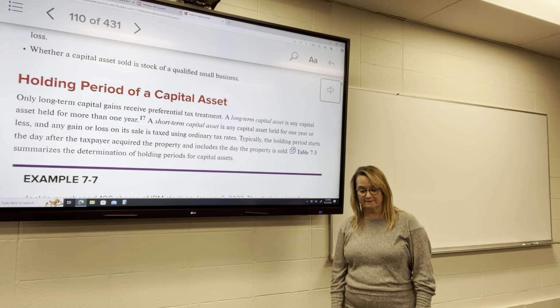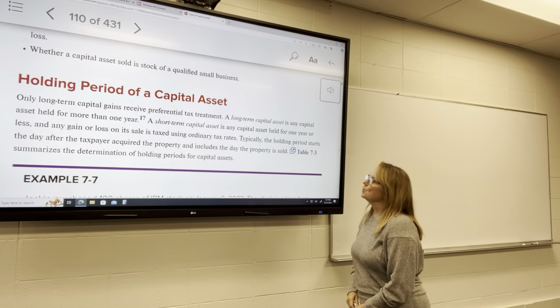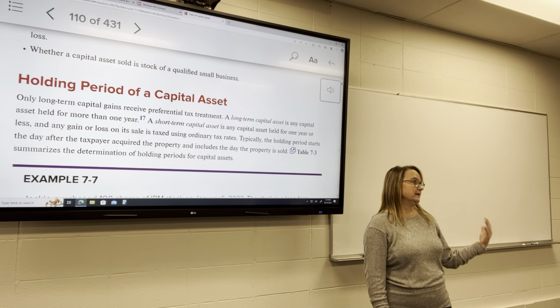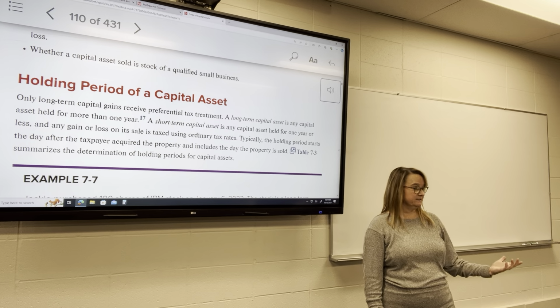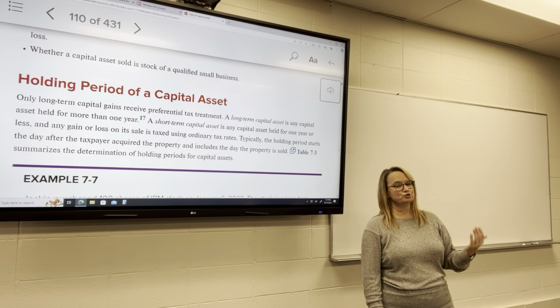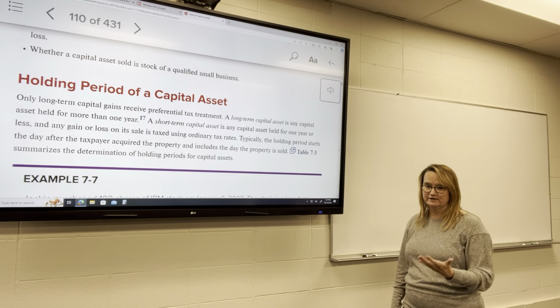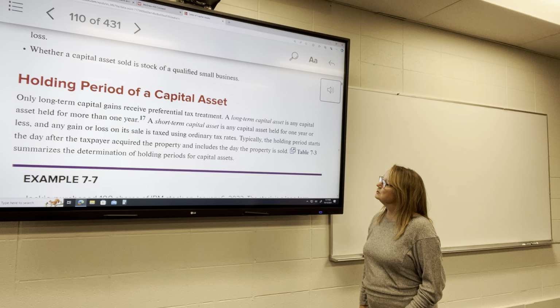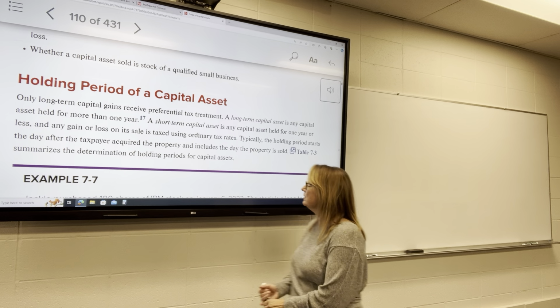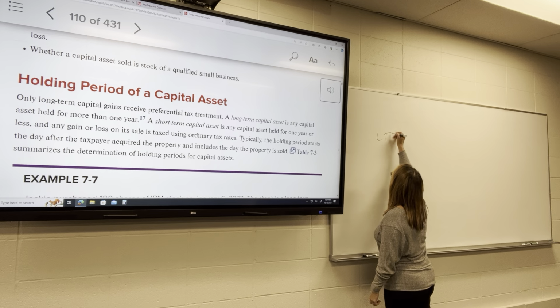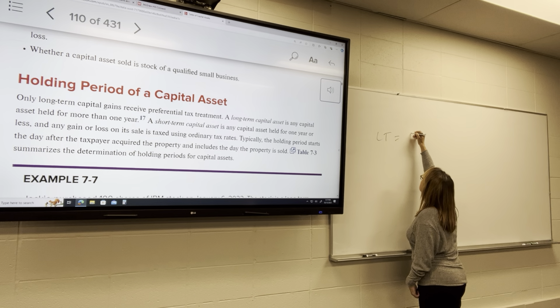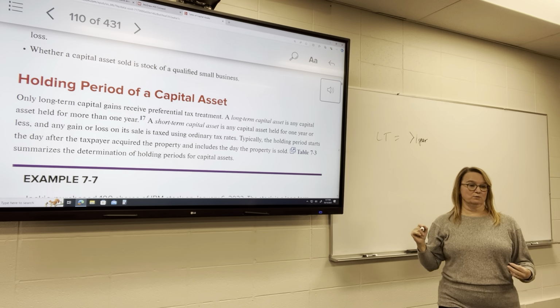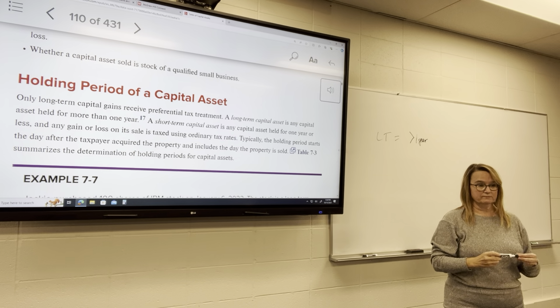So let's talk about the holding period first. Long-term capital gains are the ones that get that special lower tax rate. Only the long-term ones. Short-term capital gains do not get a preferential tax rate. They use ordinary tax rates. Okay? So long-term is any asset held for more than 1 year. Long-term equals greater than 1 year. Greater than, not greater than or equal to, but greater than 1 year. So 1 year and 1 day.